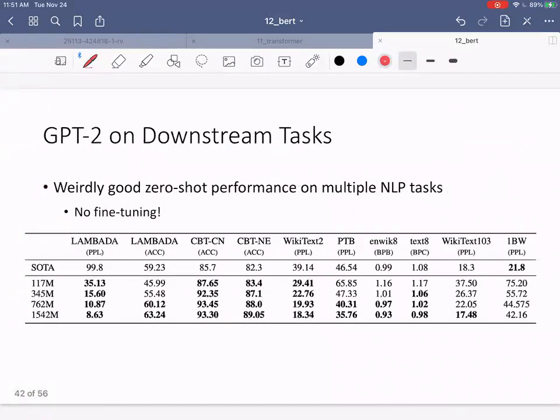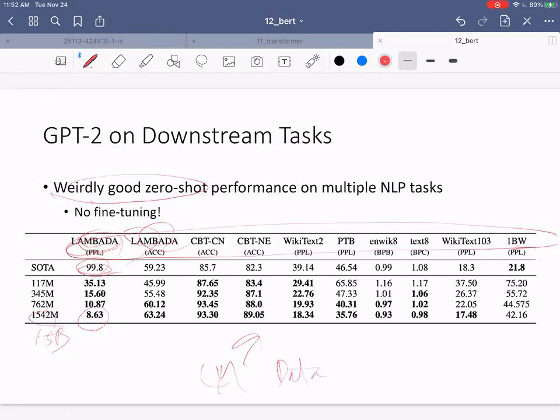And surprisingly, it does do a pretty good job. Weirdly good zero-shot performance on multiple NLP tasks. So these are all, actually, LAMBADA is like a language model task, I think these are all language model tasks. GPT-2 is a language model, so it's no wonder that it does a good job on language model tasks. For example, the previous state-of-the-art perplexity on LAMBADA was 99.8, but they were able to achieve 8.63 using 1.5 billion parameters. This is no wonder because these are all LM datasets.